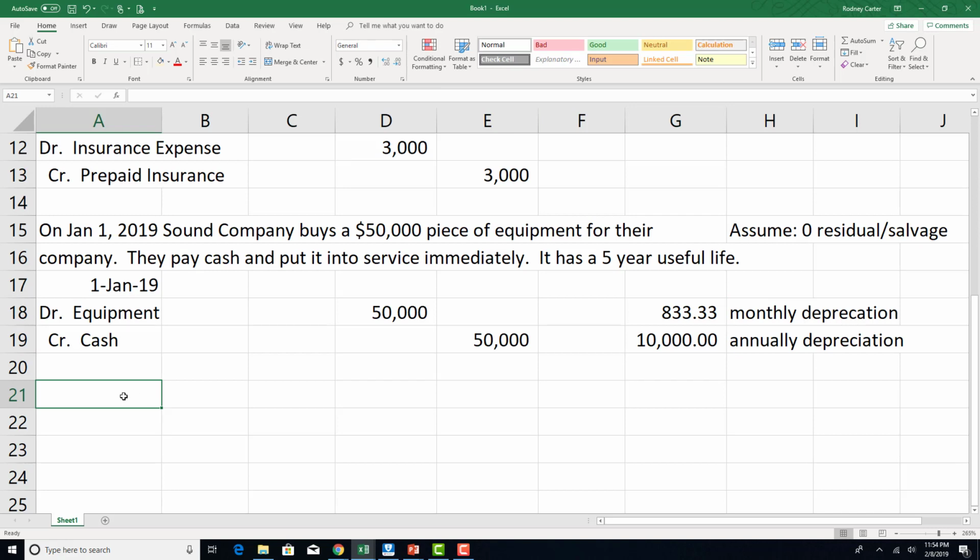The same question applies here. What's the first date we are going to have an adjusting entry? The first date we're going to have an adjusting entry is on January 31st. Why? Because 1/60th, or 1 out of the 60 months, of the use of this equipment has been used.